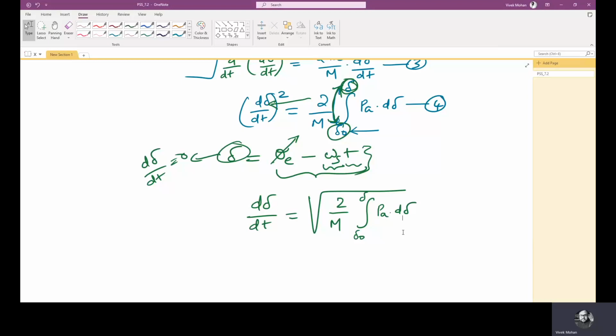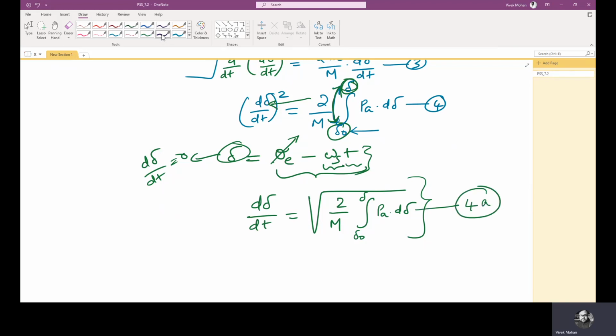From equation 4, if you want to find dδ/dt, you can take the square root. So dδ/dt will be equal to root of 2/m into the integral from δ0 to δ of Pa dδ. Let that be equation 4a.